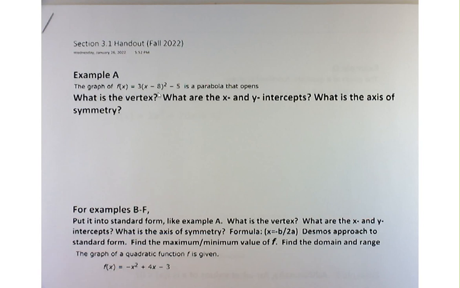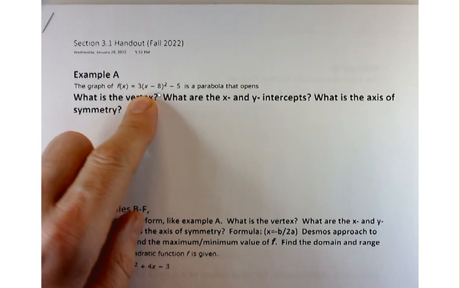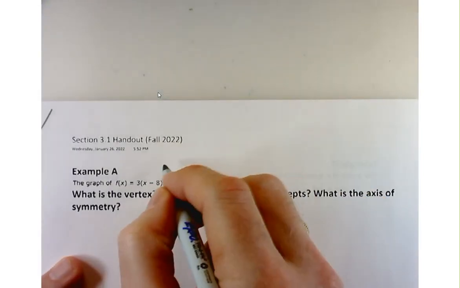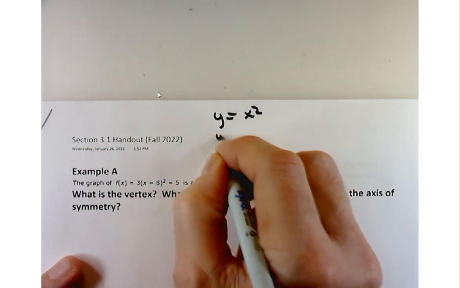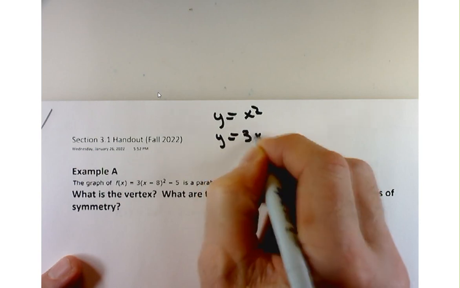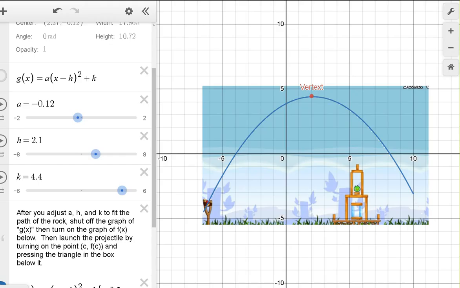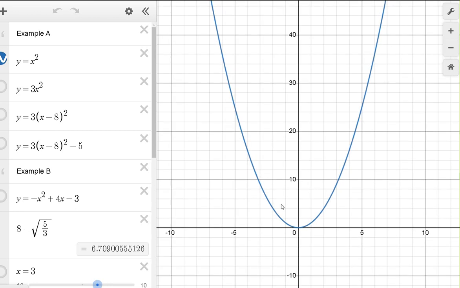Let's take a look at this function, y equals 3 times x minus 8 squared minus 5, and realize that it's really a very shifted and translated graph from the graph of y equals x squared. Now the first thing I'll do is I'll put a 3 in front of that graph. What do you think that 3 is going to do to the graph compared to the graph of y equals x squared? Yeah, it's going to stretch it.